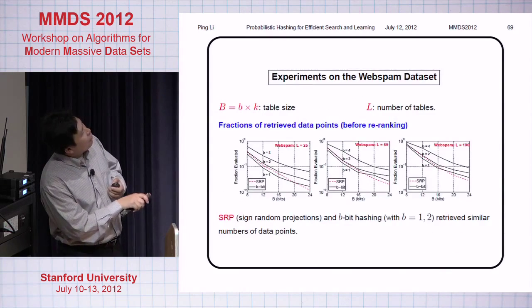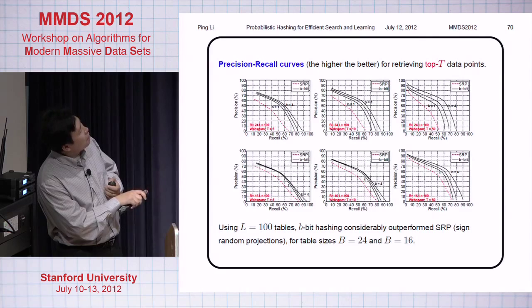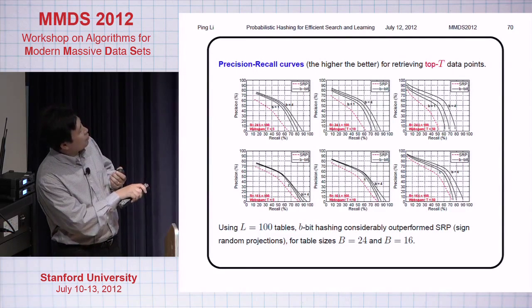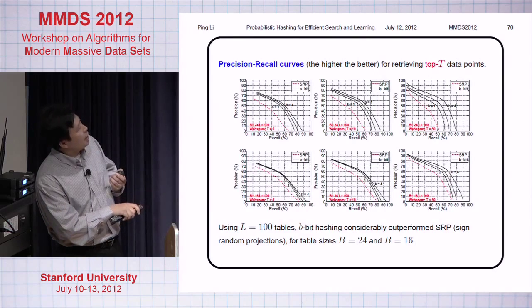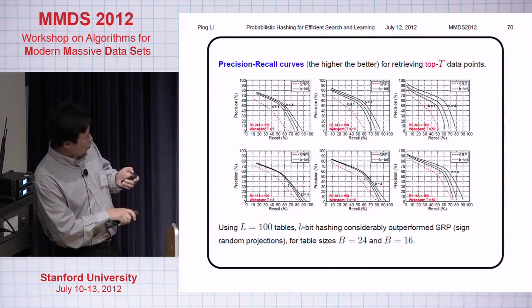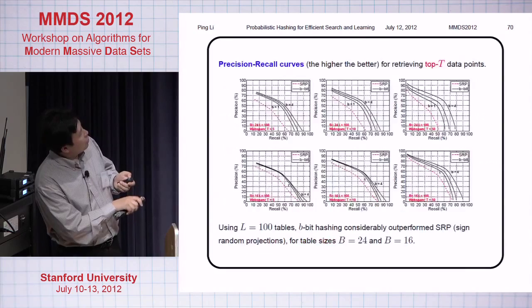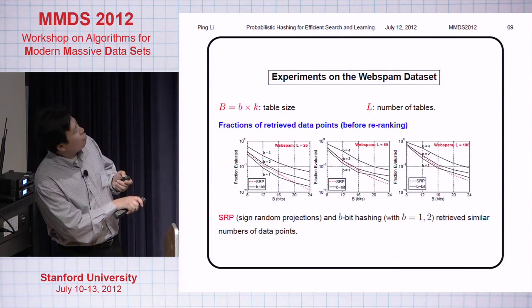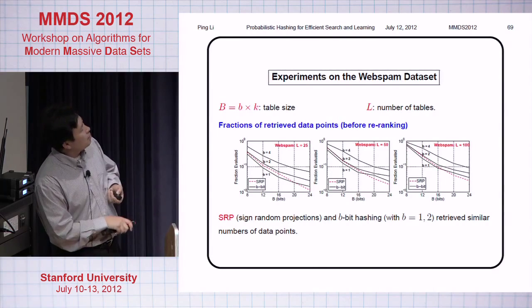Using, for example, a precision recall curve compared to sparse random sign random projections for near neighbor search, it's much better than other methods for near neighbor search. You only retrieve like 1% or 2% of the data, and you get very good results.